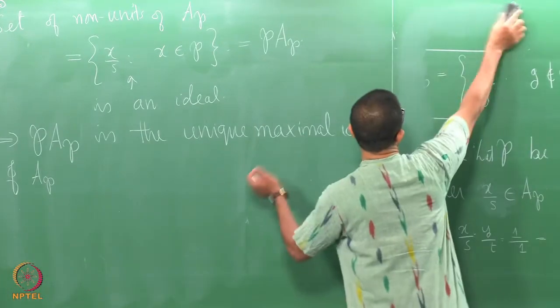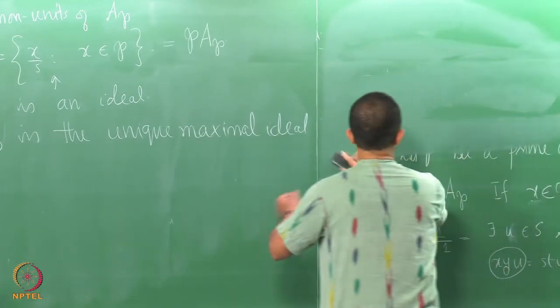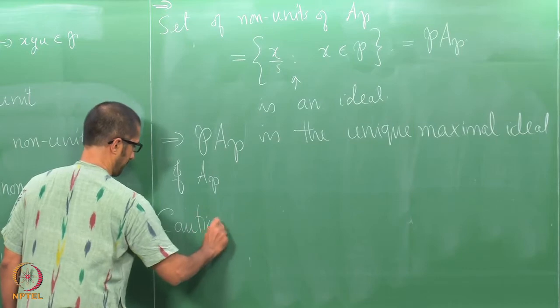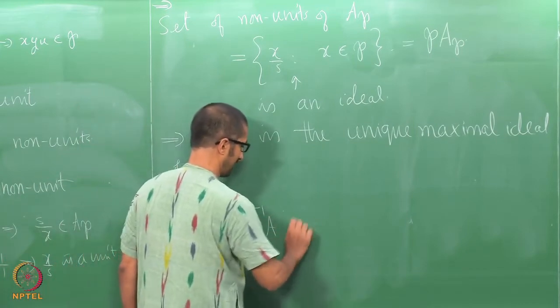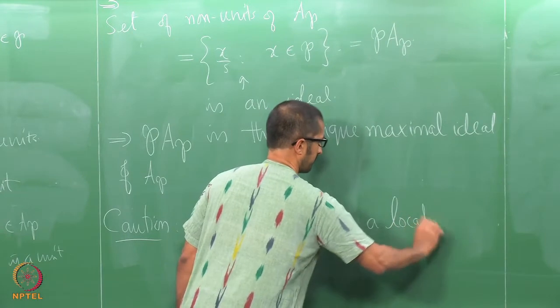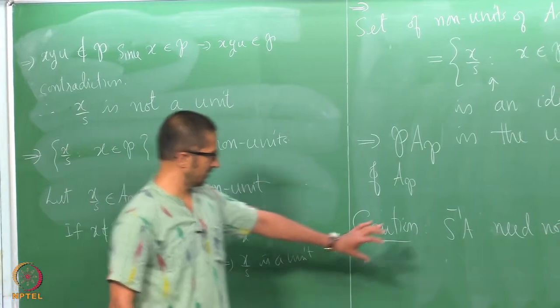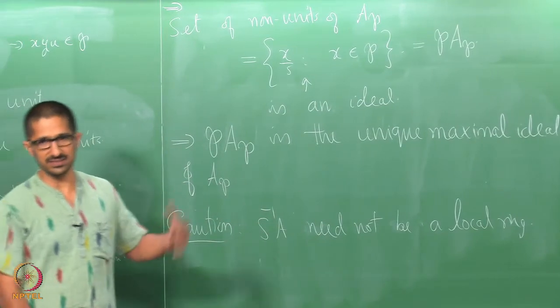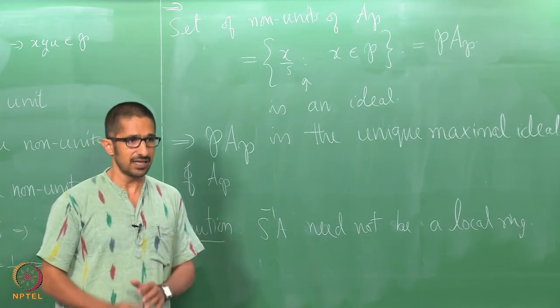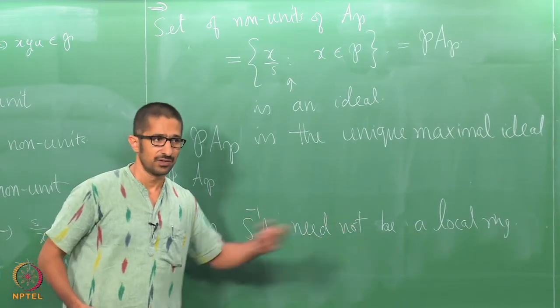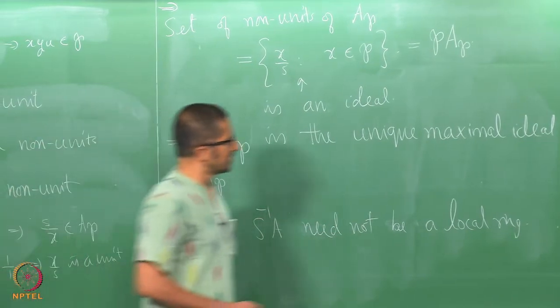But you have to be slightly careful with the terminology. S inverse A need not be a local ring for all S. Okay. I will leave it to you to think about this for the time being. I can easily give an example where this is not local, but we will study a little more properties of localization that will immediately say something about ideals here.